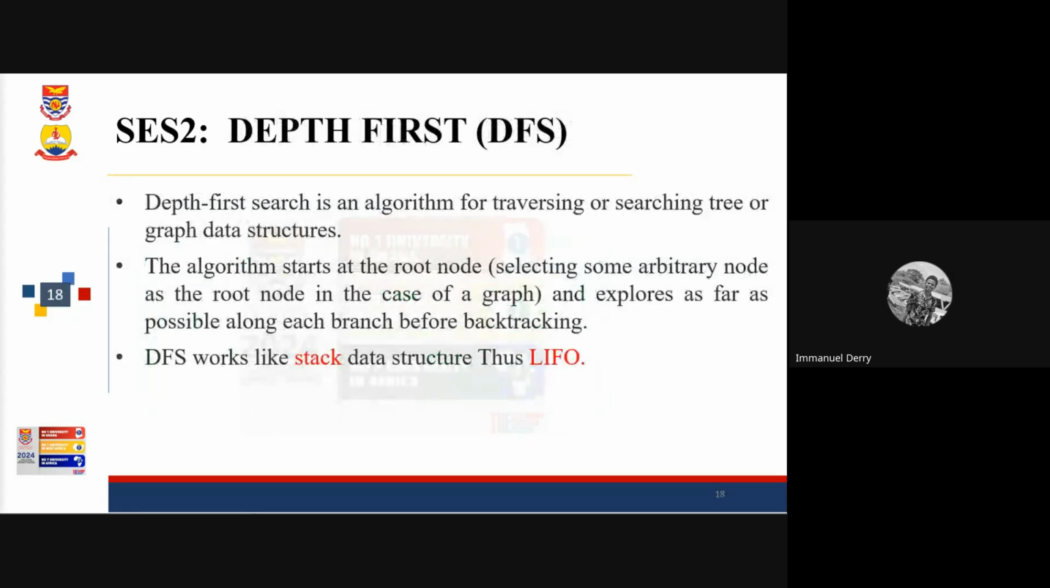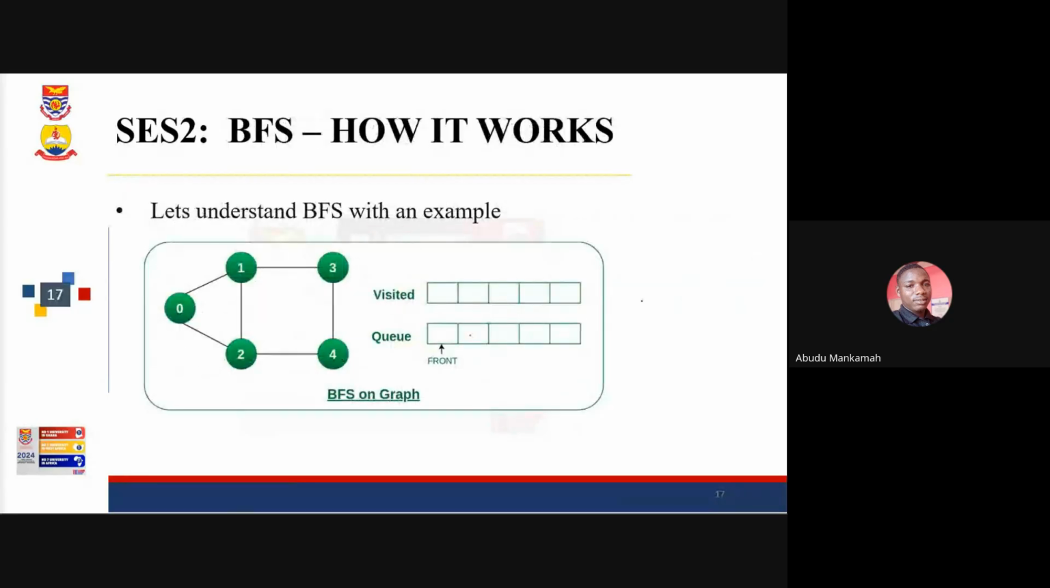Sir. Yeah, based on what you're saying, it means for the first example that you did, you ended at step 5. It means you have to add 6 to it so that the open list will be 0, 1, 2, 3, 4, and the queue will be empty. Exactly. Yeah. Okay. Thank you, sir.